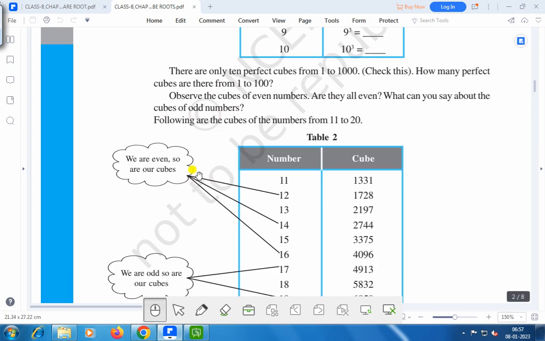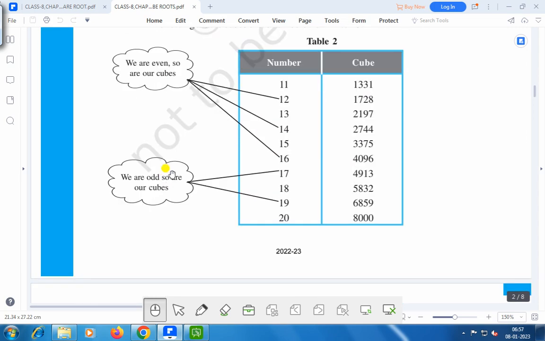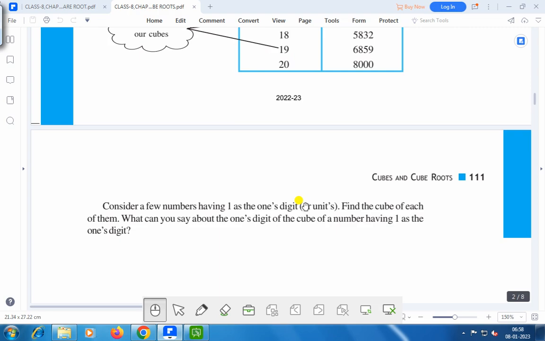Following are the cubes of the numbers from 11 to 20. 11 cube 1331, 12 cube 1728, 13 cube 2197, 14 cube 2744, 15 cube 3375, 16 cube 4096, 17 cube 4913, 18 cube 5832, 19 cube 6859, and 20 cube 8000.